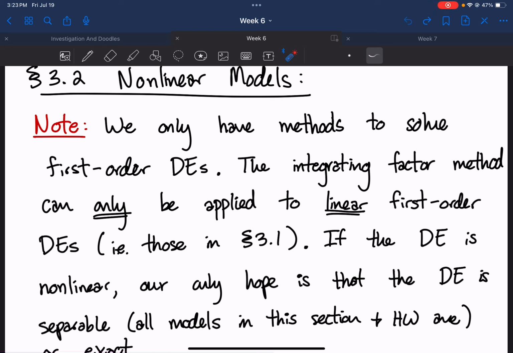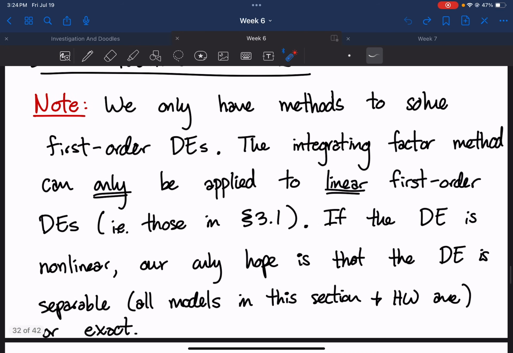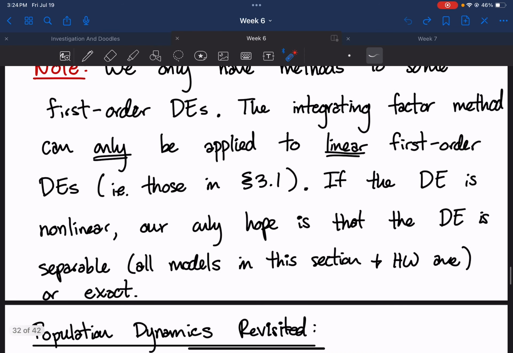We only have methods to solve linear first-order differential equations at the moment. The integrating factor method only applies to linear first-order differential equations. If the differential equation is nonlinear, our only hope is that it's separable or exact, right? And all of the problems that we're going to see are separable equations.